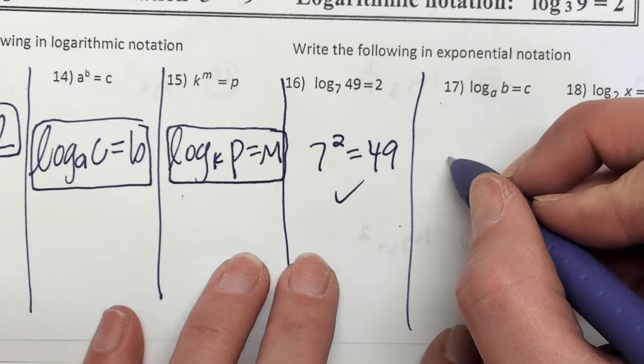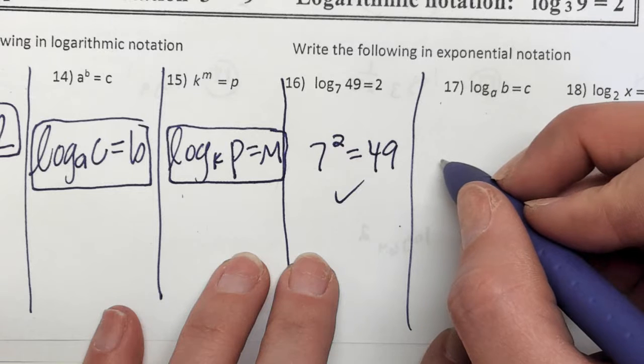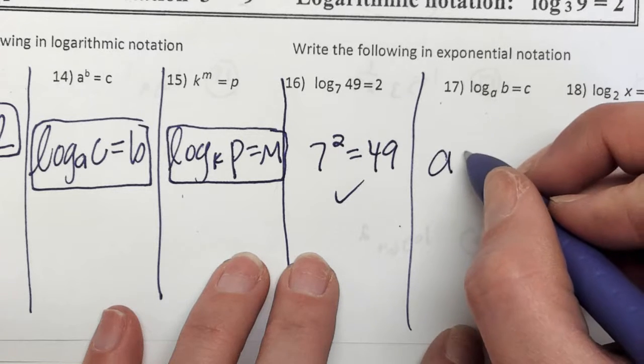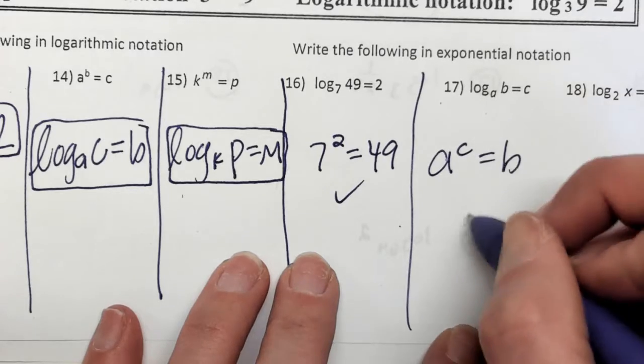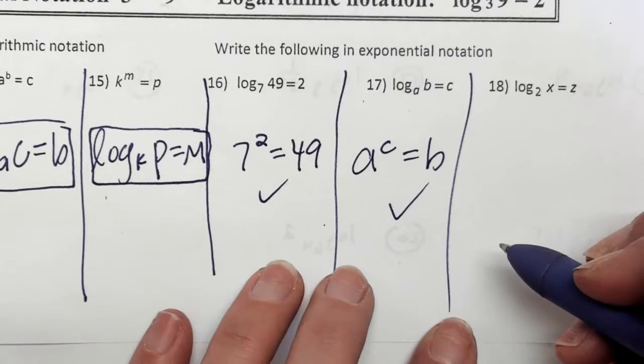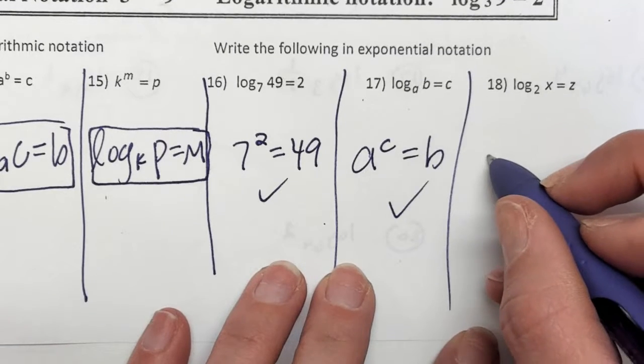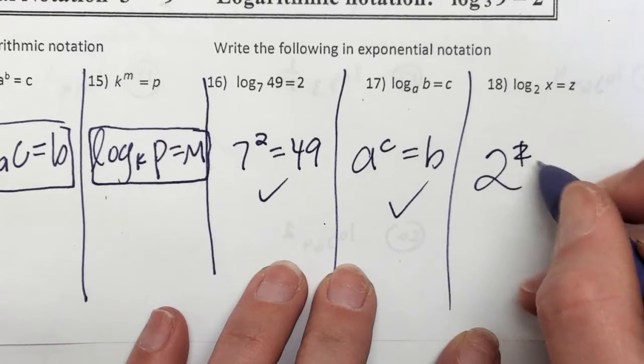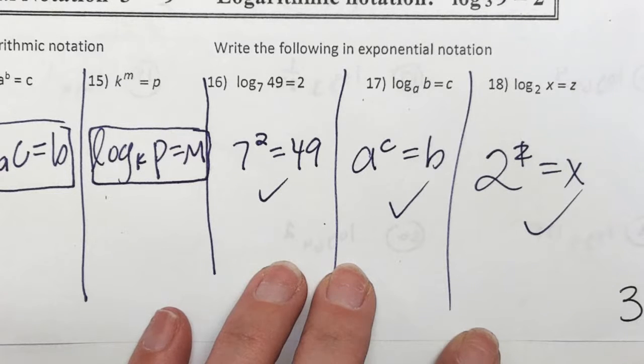Log A, not actual, but in exponential form. A to the C power equals B. Good. And we can't really check if that's right, but that's correct form. Alright, Julia, read me this one. 2 to the Z power equals X. Perfect. And that's all of chapter 7.3.